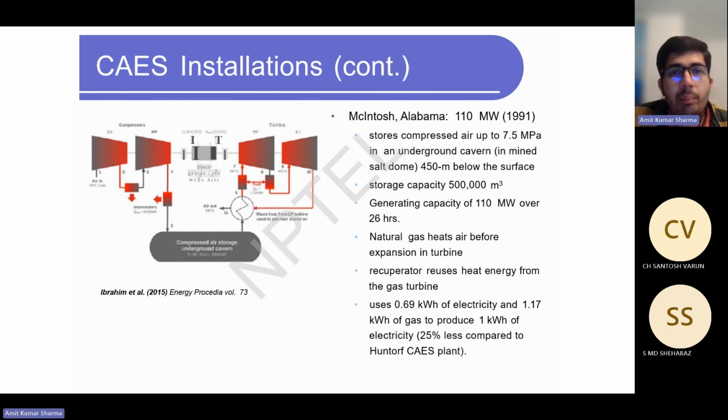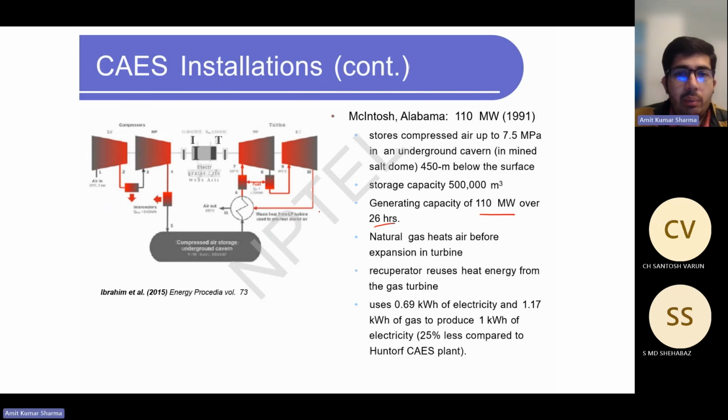So this is also an example of Alabama, McIntosh, Alabama, 110 megawatt. Stored compressed air up to 7.5 megapascal in an underground cavern, 40 meter below surface. Storage capacity is 500,000 meter cube. Generating capacity of 110 megawatt over 26 hours.